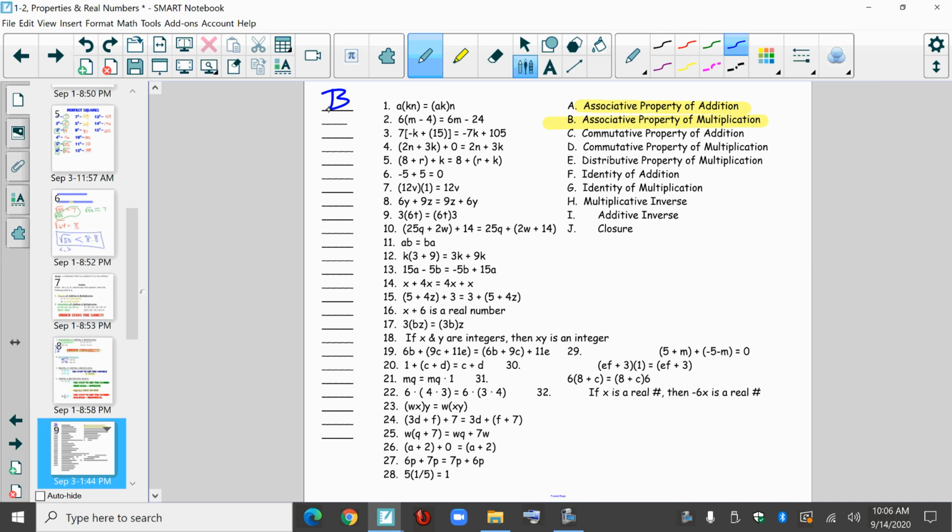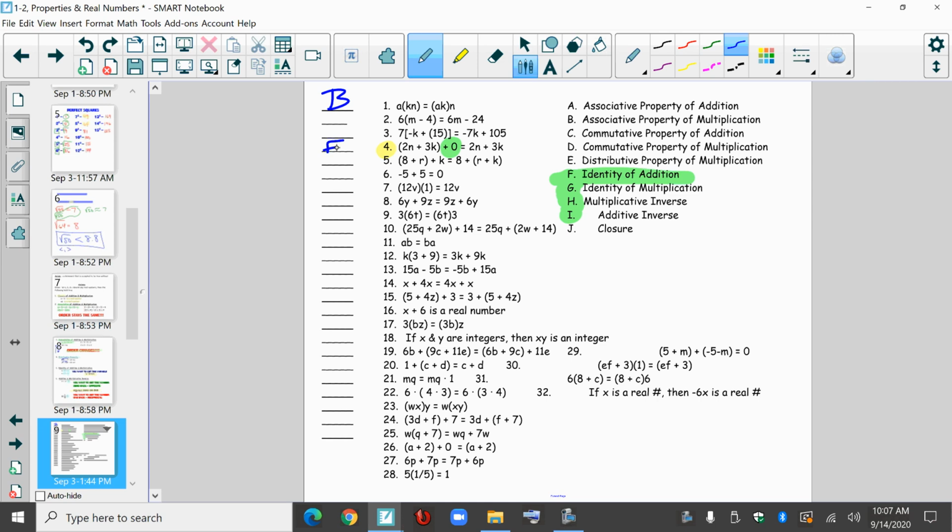Okay, number 4. Number 4, I have 2n plus 3k plus 0 equals 2n plus 3k. There's a big clue in here, and the clue is there's a 0 inside of the problem. 0 or 1 means it's going to be identity or inverse. So how do I know which one it is? Well, inverse equals 0 or 1. Identity has the problem in it. So we know it's going to be identity, but which one is it going to be? Well, how are they attached? They're attached by addition. So this is going to be F for number 4.